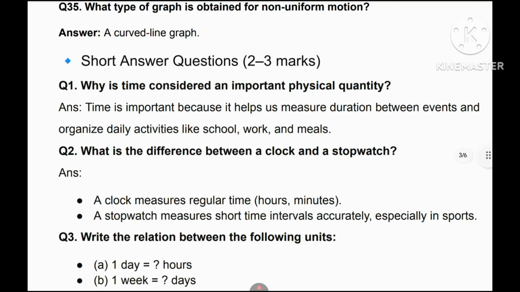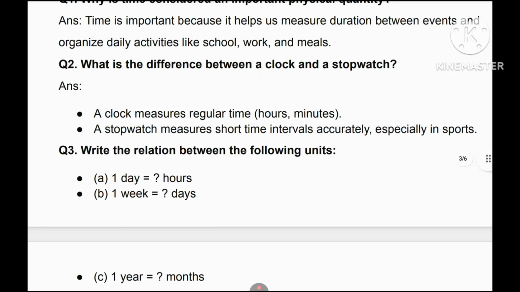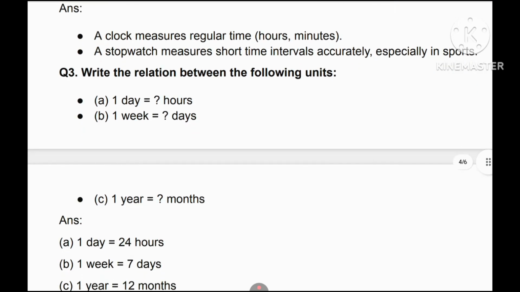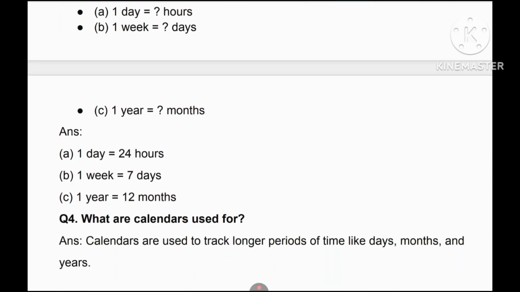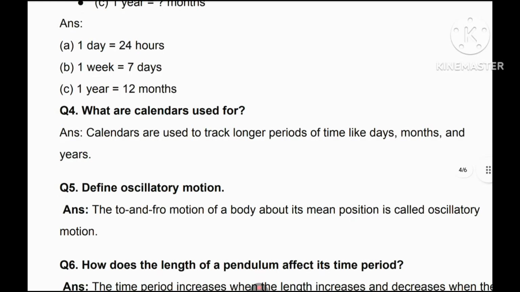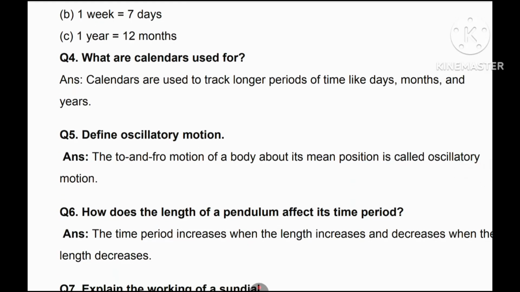Short answer questions. Why is time considered an important physical quantity? Time is important because it helps us measure duration between events and organize daily activities like school, work and meals. What is the difference between a clock and a stopwatch? A clock measures regular time, hours or minutes. A stopwatch measures short time intervals accurately, especially in sports. Write the relation between the following units. 1 day equals 24 hours, 1 week equals 7 days, 1 year equals 12 months. What are calendars used for? Calendars are used to track longer periods of time like days, months and years.